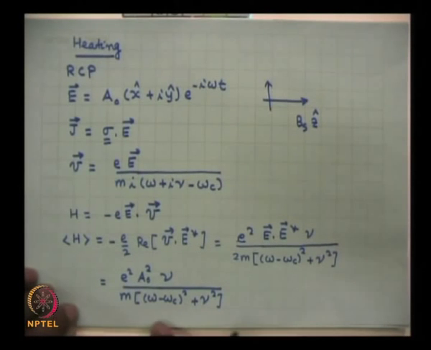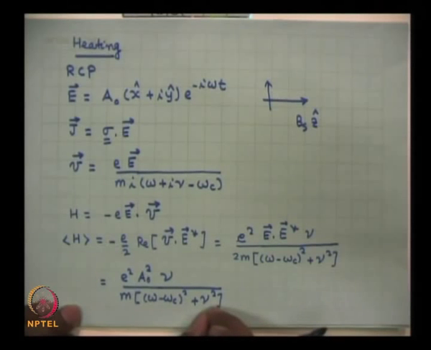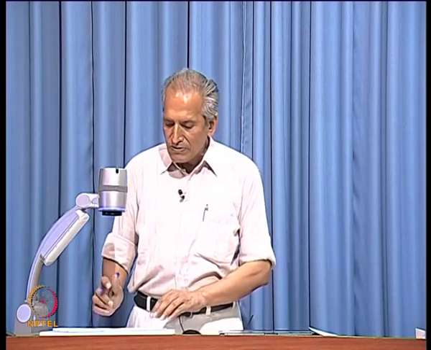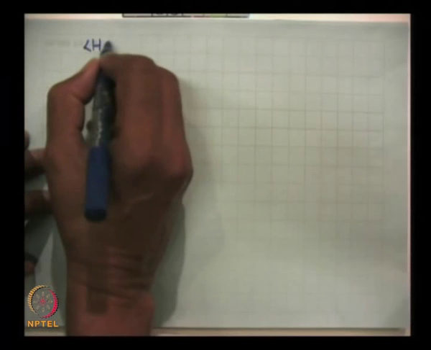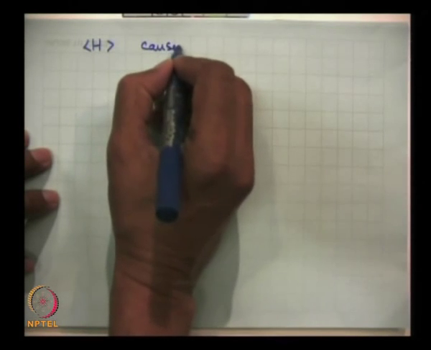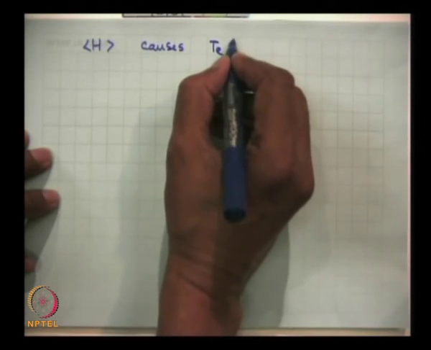However, even if you have chosen omega slightly off omega c, because nu usually is very small, orders of magnitude smaller than omega c. So, suppose you are within 1% of omega c, still this term could be bigger than nu square and you can ignore nu square and still you will have a significantly large H. The issue is, if you heat a plasma like this, how long can you heat the plasma? Well, when the heating occurs, the electron temperature goes up. So, H causes enhancement in electron temperature.